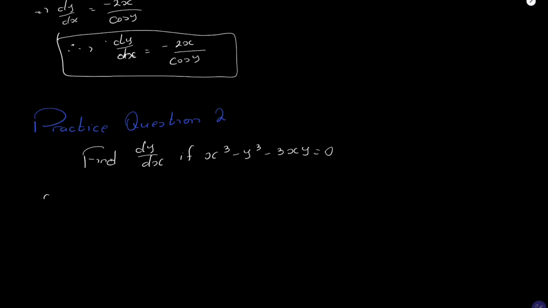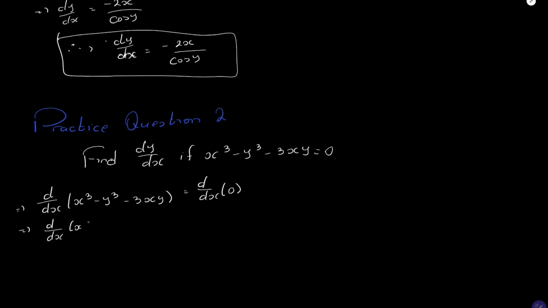So let's apply it. d with respect to x of our left hand side, which is x cubed minus y cubed minus 3xy, is equal to d with respect to x of our right hand side, which is 0. We can then simplify the left hand side down to the derivative with respect to x of x cubed minus the derivative with respect to x of y cubed minus the derivative with respect to x of 3xy equal to the derivative with respect to x of 0.